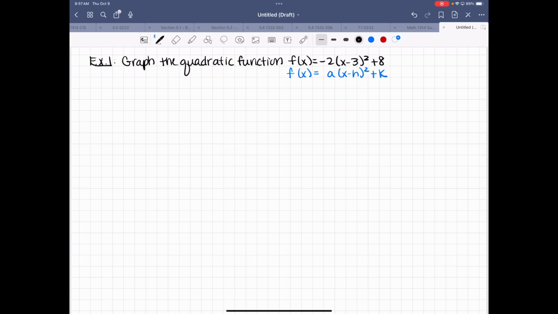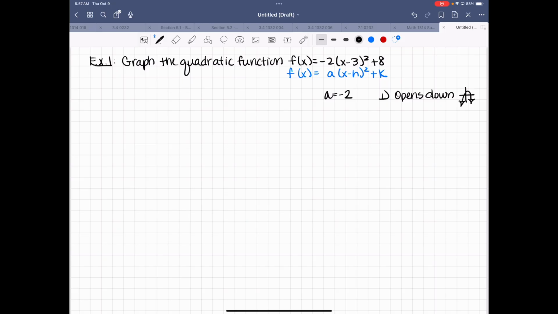So that means I'm going to be able to easily pick out a vertex, okay? I'm going to be able to easily determine if it opens up or down, right? So in this particular case, what is a? What does a equal? a equals negative 2, so that means step 1, where I'm determining if it opens up or down, is it going to open up or is it going to open down? Down, okay? So that means it's going to be very similar to something like this, where it opens down, okay? So we got that going for us.